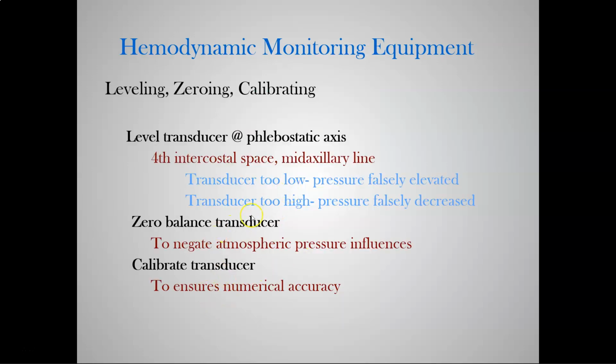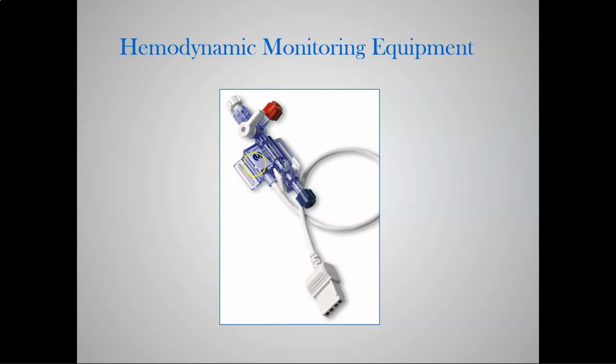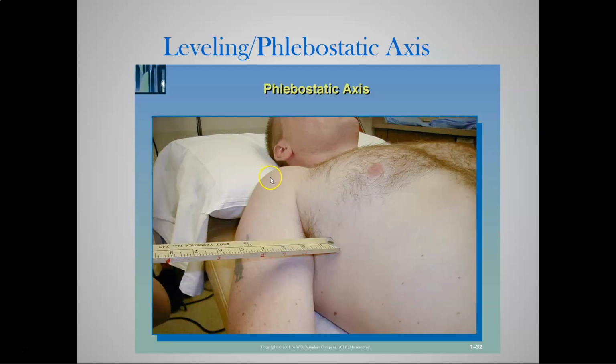And again, the best way to do this is to ask a nurse. Ask a nurse to demonstrate and to show you. Anytime you move the patient, if it was not moved in synchrony with the patient, it's going to have to be re-leveled and re-zeroed. Phlebostatic axis. 1, 2, 3, 4. Mid-axillary. Phlebostatic axis. Dude needs a wax.